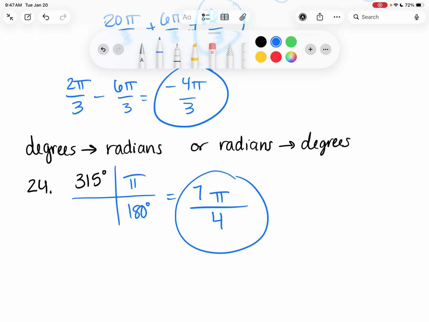Huh? Not in the fraction. I said you don't multiply the pi through. It goes in the fraction.